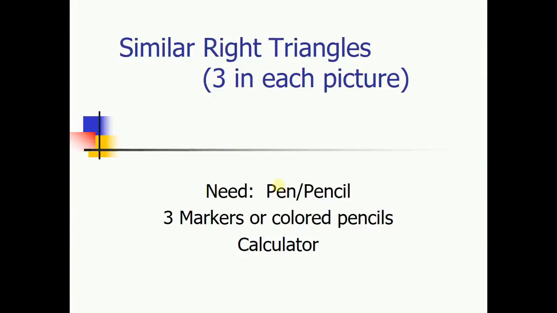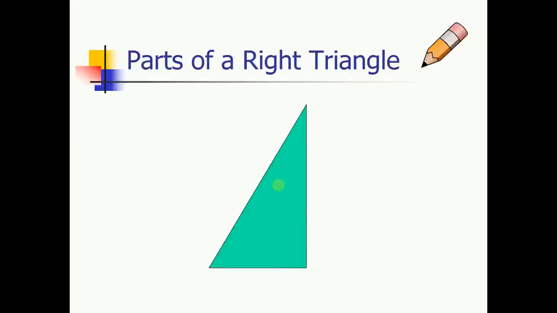Similar right triangles is the name of the game today. Basically, when we have three triangles in one single picture. What you're going to want to have on you: a pen or a pencil, three different colored markers or three different colored pencils, a calculator, and you're also going to want the notes that have these problems on there so that way you don't have to draw them all the time. First thing we need to talk about, the parts of a right triangle.